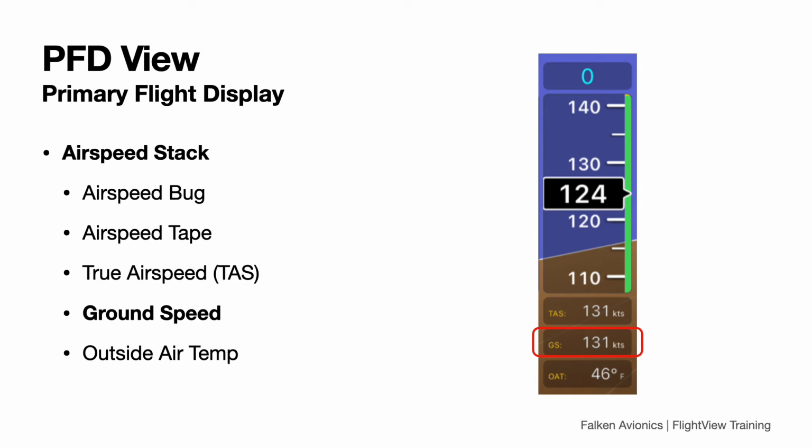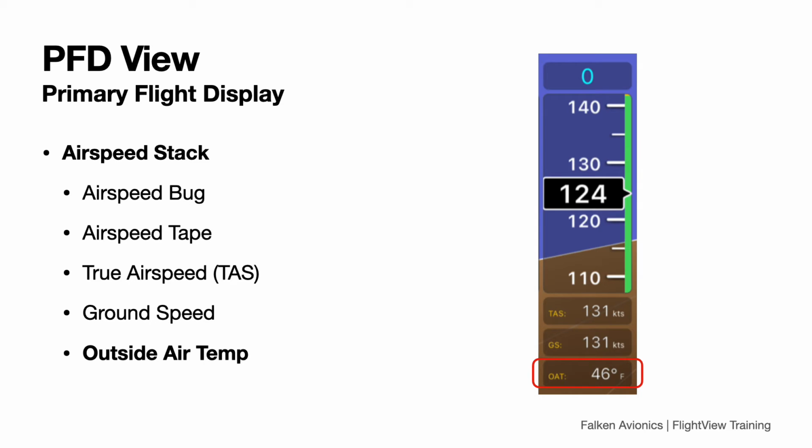Next is ground speed, your speed over the ground as measured by the GPS. If we lose pitot-static input, we can fall back to using ground speed in place of airspeed. Just keep in mind that ground speed doesn't include any impact of winds, so you'll want to give yourself a few extra knots when landing.